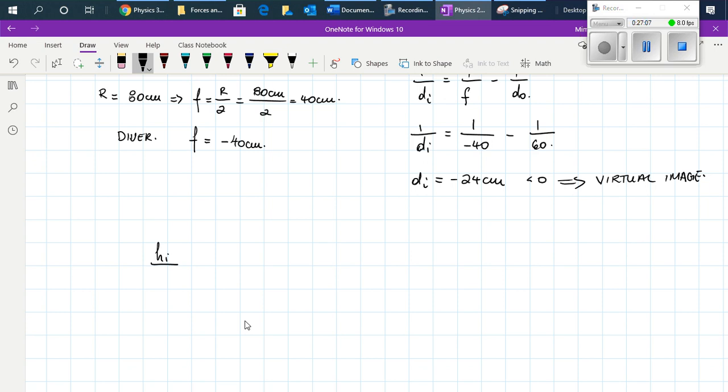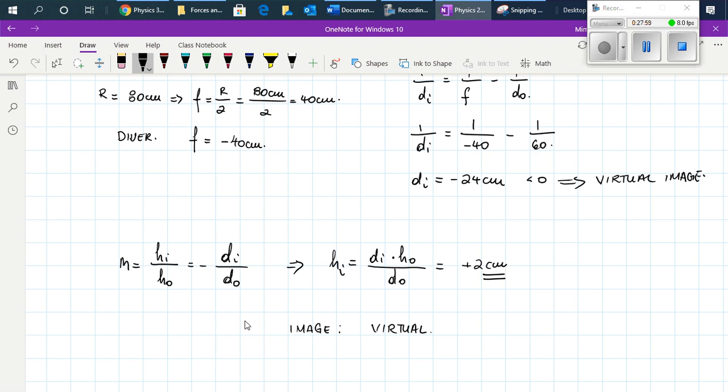Now let's take a look at the height of the image. We'll use the fact that magnification is the height of the image over the height of the object, or negative distance of the image over distance of the object. And from here we'll find the height of the image as the distance of the image times the height of the object over the distance of the object. And this will be positive 2 centimeters, which tells us that the object is in the same direction as the image. They are in the same direction, but it is diminished, it's smaller. Okay, so the characteristics of the image are that it is virtual, it is erect, it has the same direction as the object, and it is diminished.